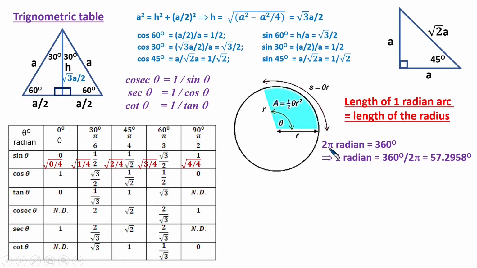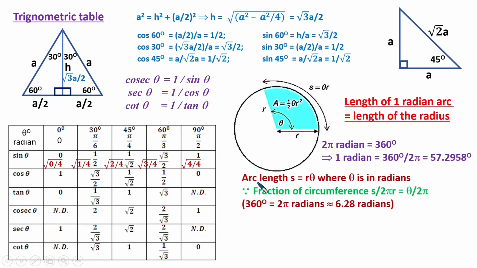That means 2 pi, or 6.28 radian, is 360 degrees, because pi is 3.14. So a semicircle is 3.14 radian and a full circle is 6.28 radian, or 2 pi radian. So 1 radian is 360 degrees divided by 2 pi, and if you calculate this, you get 57.2958 degrees.